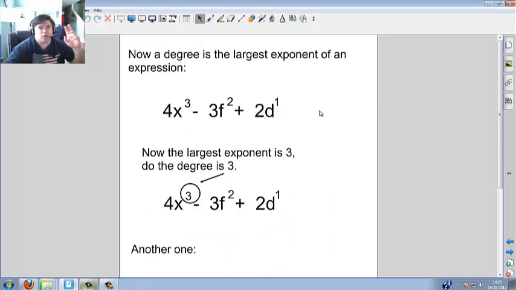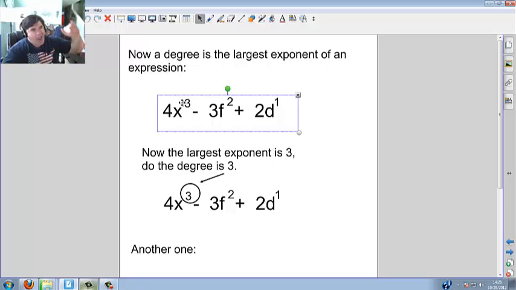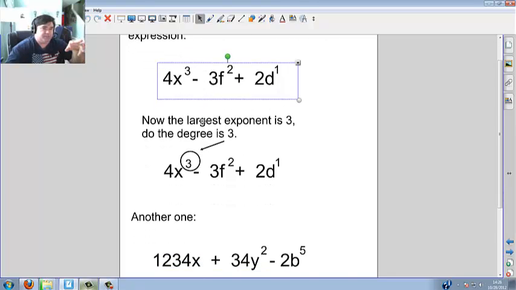Now, a degree is the largest exponent of an expression. For instance, if you have 4x cubed minus 3f squared plus 2d to the first, you just look for the largest exponent, which in this case is a 3, so 4x cubed. Now, why are you looking for the largest exponent? Because in the value of a curved line, when x, f, and d would be relatively the same, it's this exponent here, the cube, that over time will shape the line and therefore have the biggest influence.